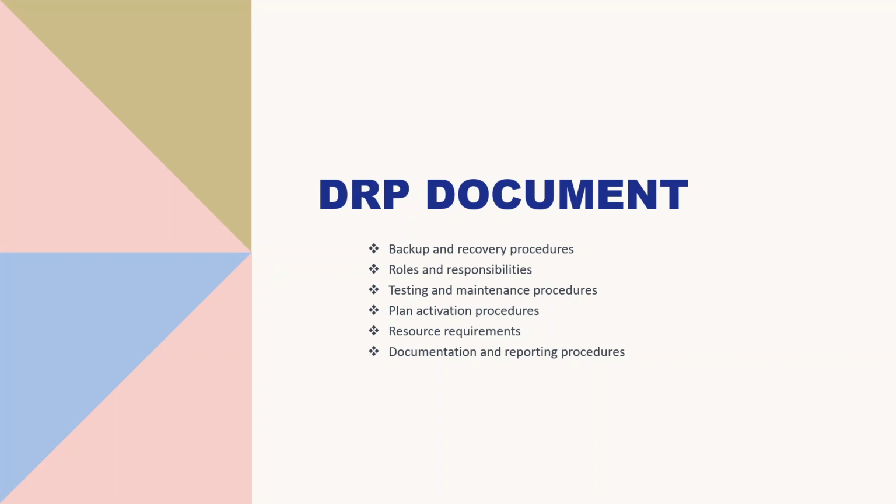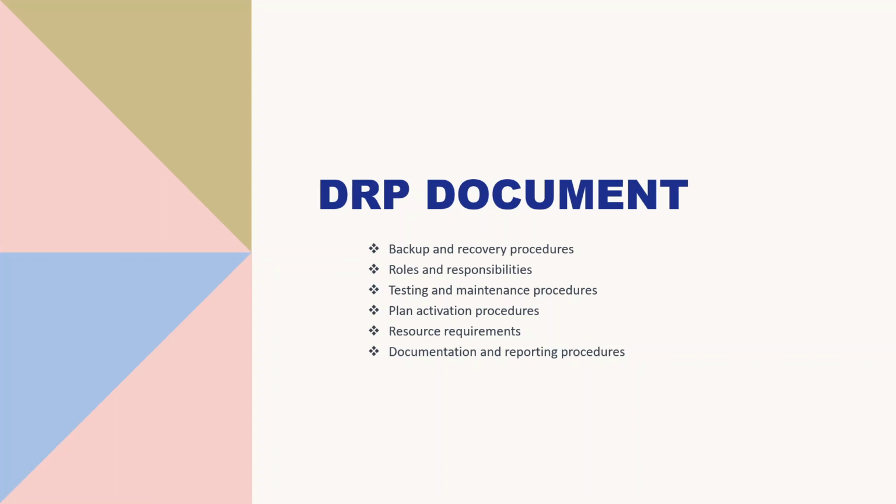Communication plan. A communication plan should be developed to ensure that all relevant stakeholders are notified in the event of a disaster. This section should outline the communication procedures, including who should be contacted, how, and when. Backup and recovery procedures. This section should provide detailed instructions on how to back up critical data and systems and how to recover them in the event of a disaster.